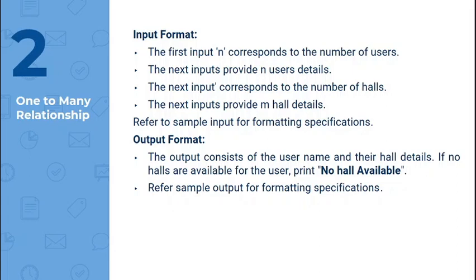Now coming to the input format. The first input consists of the number of users and user details, followed by the number of halls and the hall details. And for the output, if the hall exists, then you have to print the username and the hall details. If there are no halls available, then you have to print no hall available. We can refer to the sample output for formatting specifications.